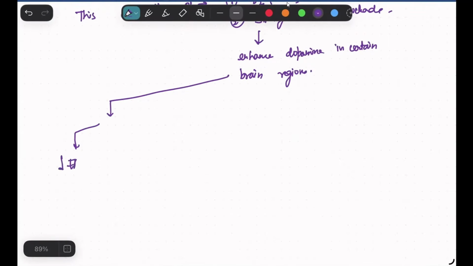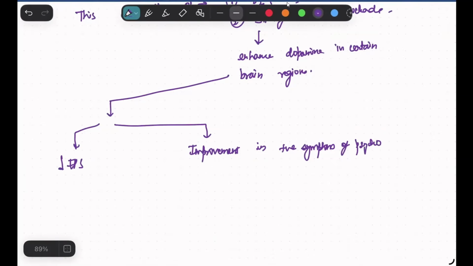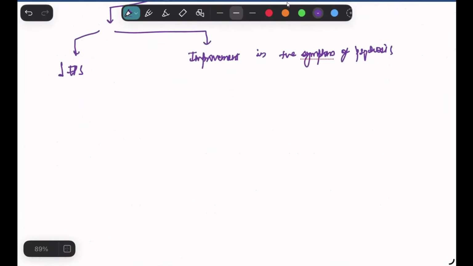First, decrease in extrapyramidal symptoms, and the second one is improvement in positive symptoms of psychosis. The 5-HT2A antagonism is also responsible for decreasing the dopamine level in the mesolimbic area, which is actually responsible for the psychosis. And at the same time, it increases dopamine in the mesocortical level. From there, it is useful in improving the cognitive function in patients with psychosis.